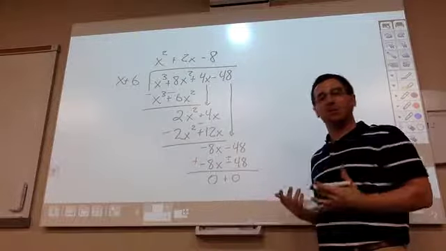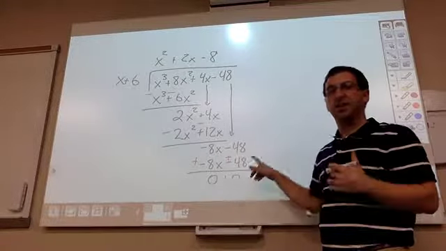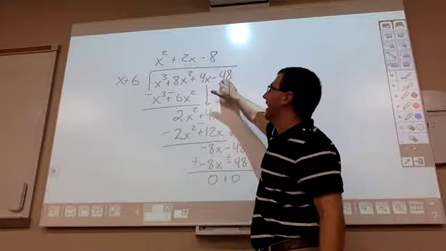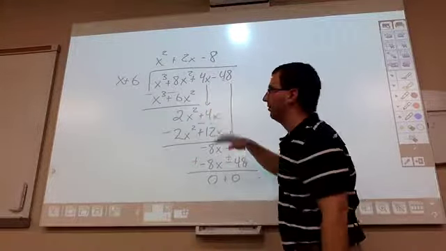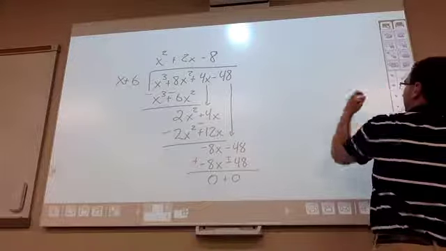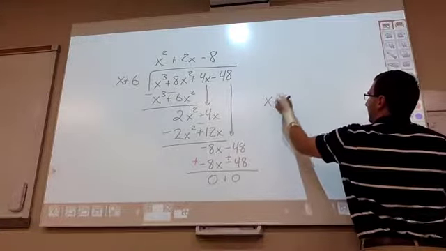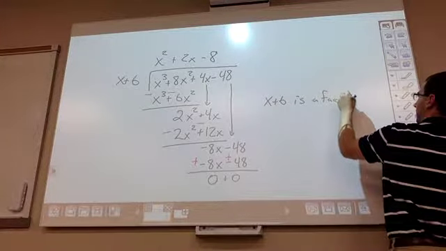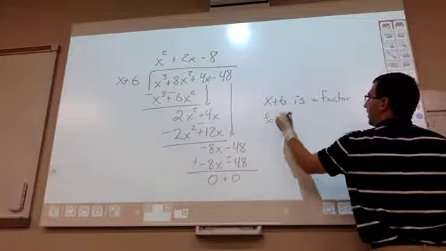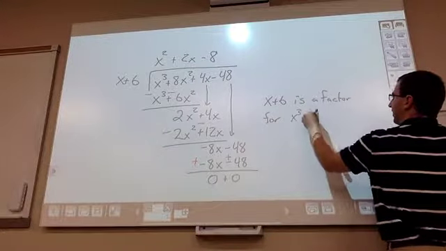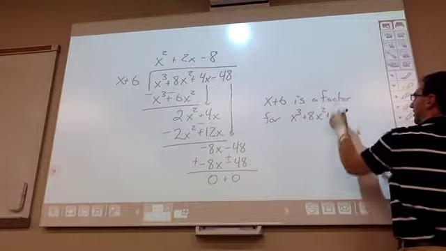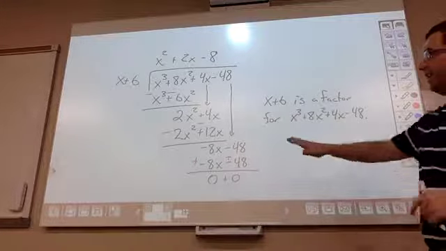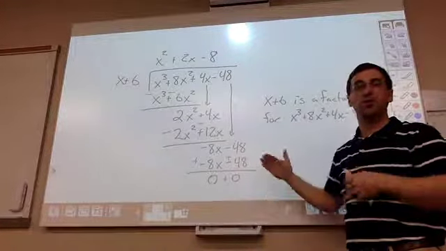If you get a 0 for a remainder, if you get a 0 down here, then that says that x plus 6 is indeed a factor of this polynomial. So we can conclude x plus 6 is a factor of x cubed plus 8x squared plus 4x minus 48. And right here, this is long division of polynomials in a nutshell.